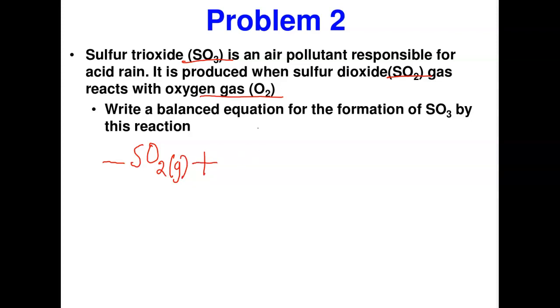And then what next? The next thing I'm going to do is to add my oxygen. So it's going to be oxygen. Again, I don't know what is here, so I'm going to put gas, giving me sulfur trioxide, which is SO3. Again, it is a gas. I'm going to put this. That is a chemical reaction.